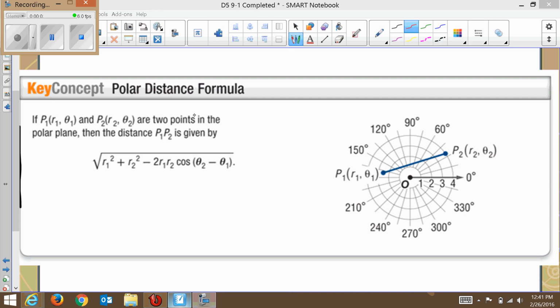Finding the distance between two polar points. Here we have our distance formula that we're going to use. This comes from the law of cosines, which means you have your first radius squared, you add it to your second radius squared. Then you take away 2 times radius 1, radius 2 times the cosine of the second angle minus the first angle. You can pause the video to get this down.